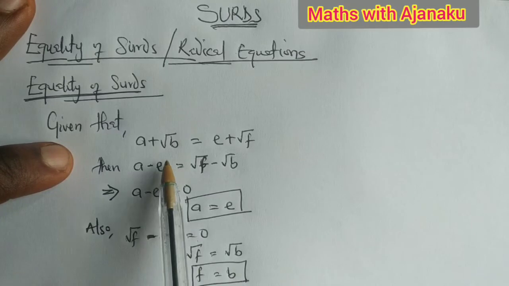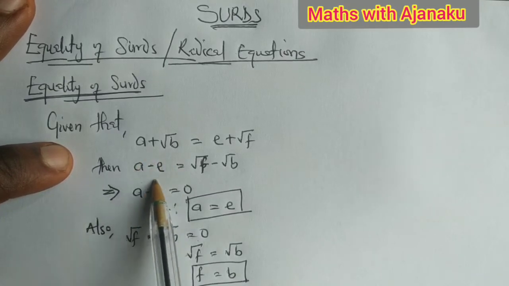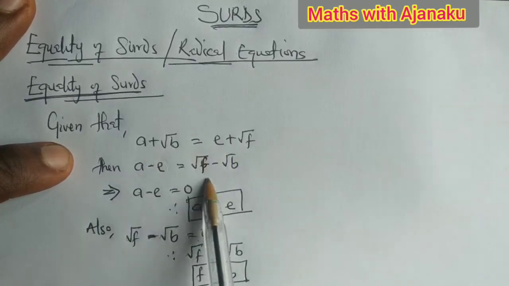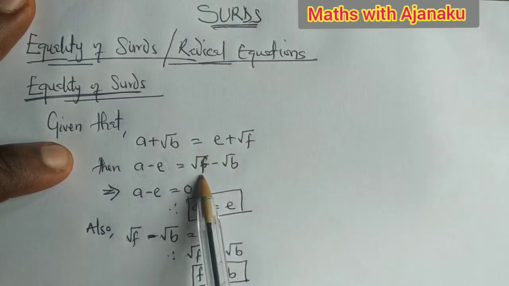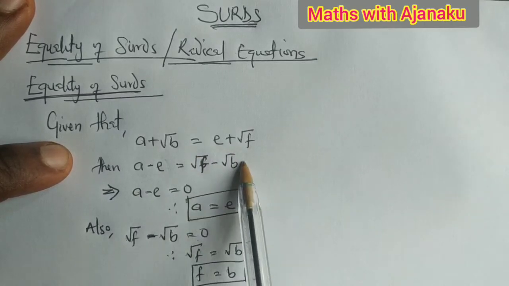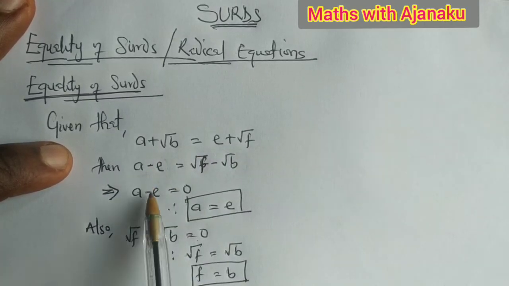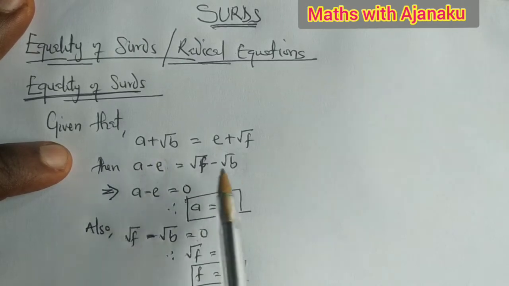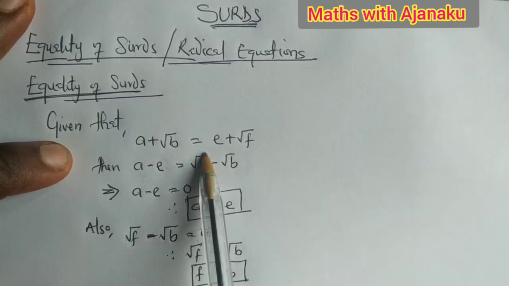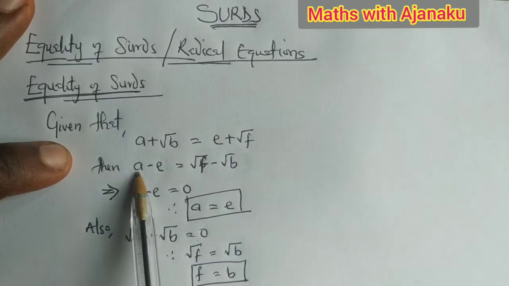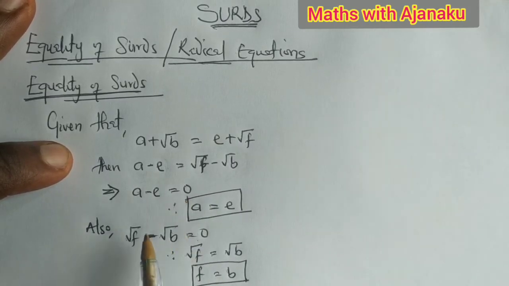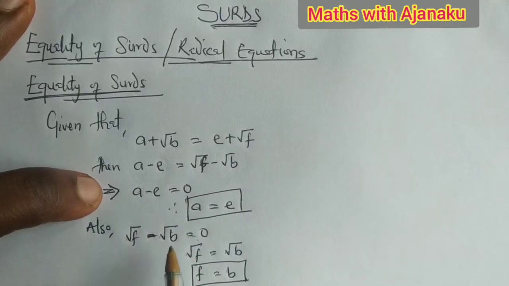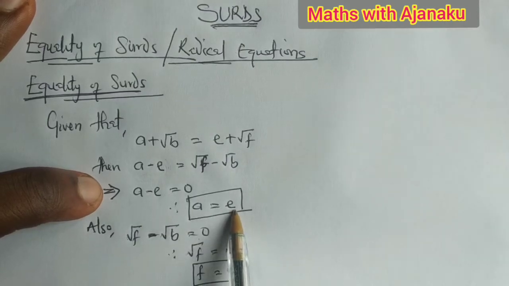There's no way you can add or subtract rational numbers that will give you irrational. Likewise, there's no way you can subtract and add irrational to give you rational, which implies that the part of this rational in this aspect of irrational is 0. So a minus e is equal to 0, telling us that a is equal to e.